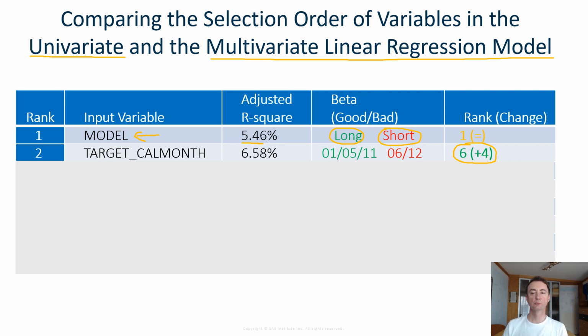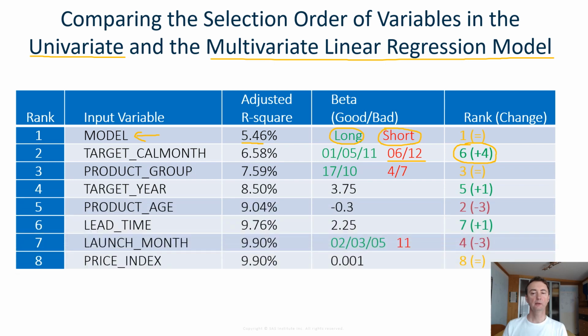This is the next most important variable, and we see that it seems quite hard to predict the forecasts that are generated at the end of the half year, in June or in December. We also see other variables like product group. Some product groups are quite nice to forecast, others are harder to forecast. We know that the target year has an influence.